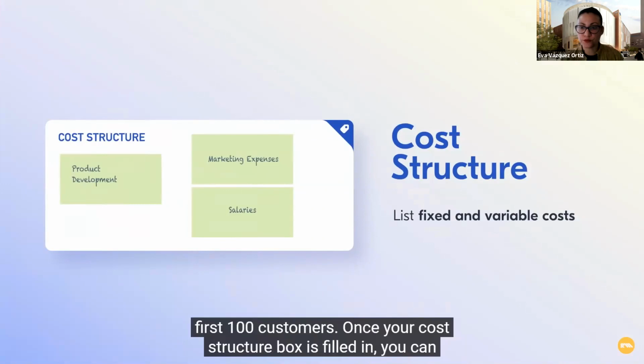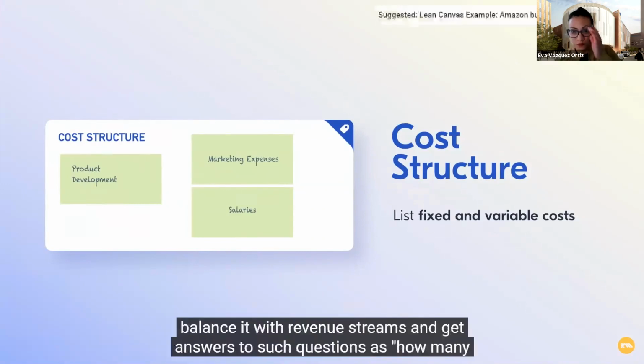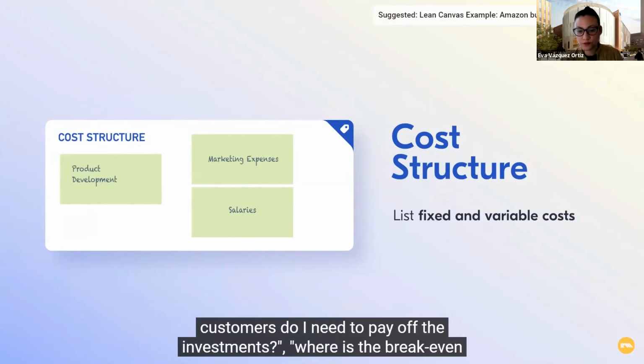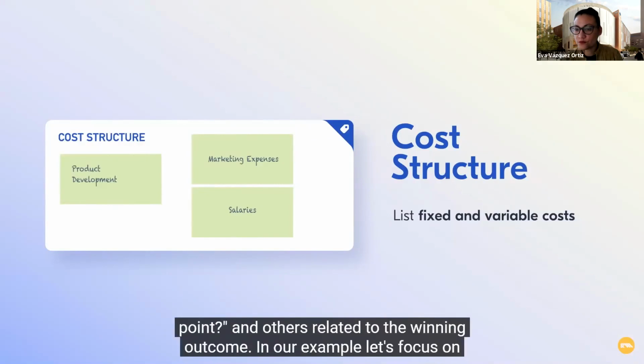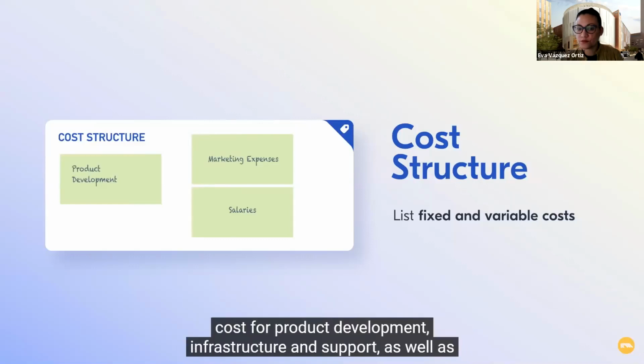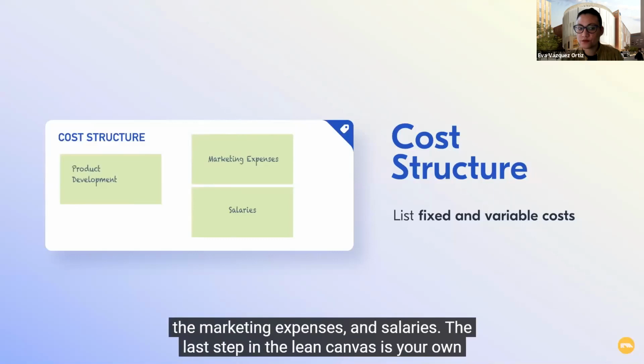Once your cost structure box is filled in, you can balance it with revenue streams and get answers to such questions as how many customers do I need to pay off the investments, where is the break-even point, and others related to the winning outcome. In our example, let's focus on costs for product development, infrastructure and support, as well as the marketing expenses and salaries.